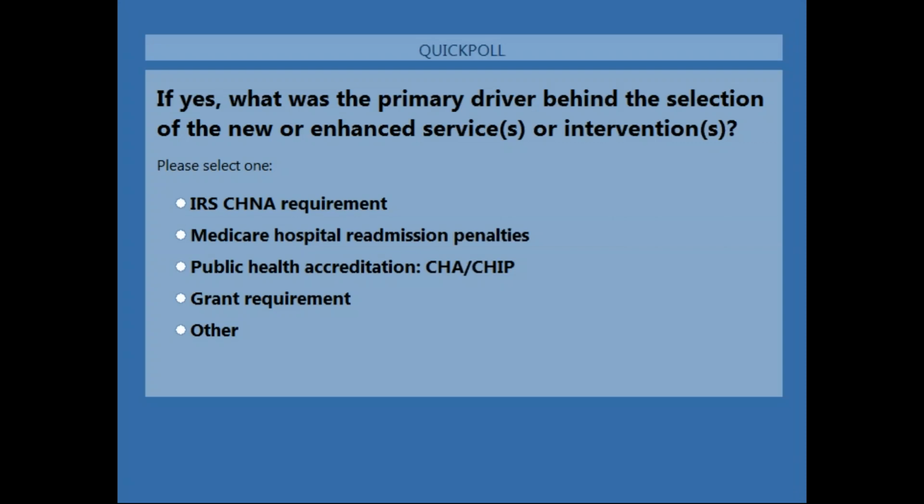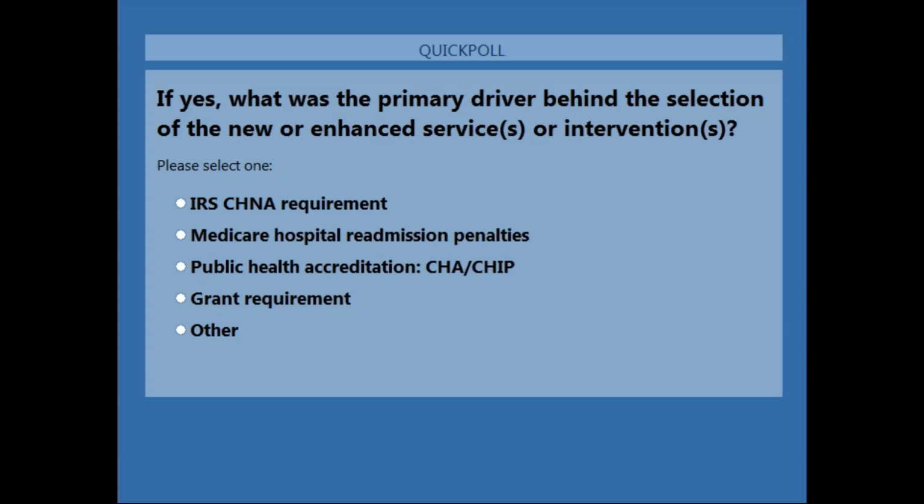So the choices are the IRS requirements. Is that driving your selection of interventions and services? The medical hospital readmission penalties, public health accreditation or other types of accreditation for public health, grant requirements, or others. And if you select other, as you did before, please, in the question area of the, what's it called? The control panel. The control panel, that question area, please write in what your other is.